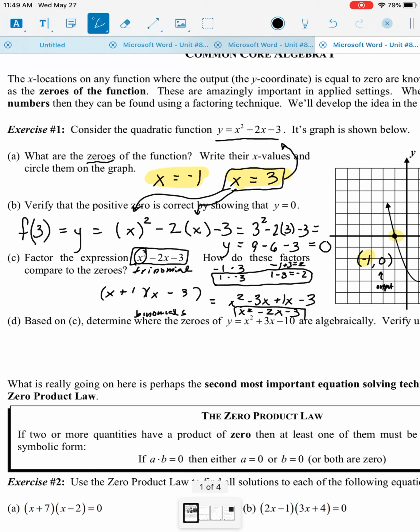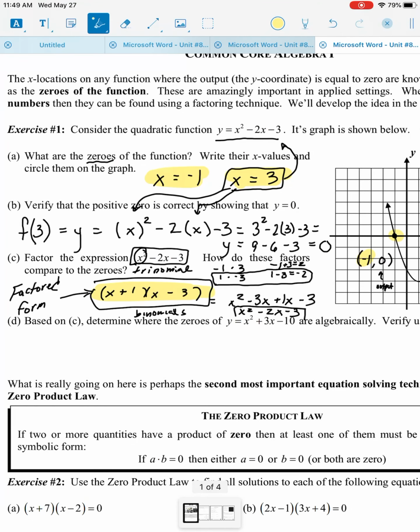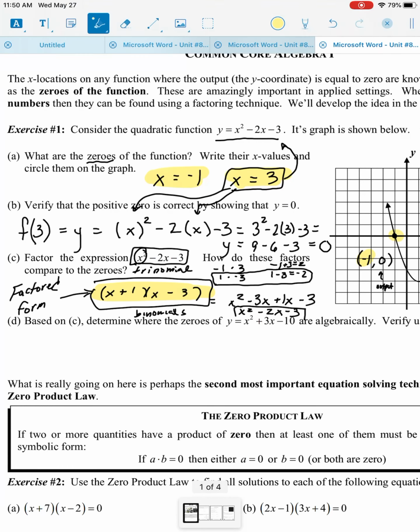And I want to indicate that this is the factored form of the expression or of the trinomial. And I'll highlight it for you as well. Now, the question is, how does this factored expression compare to the zeros? Well, I'll show you.